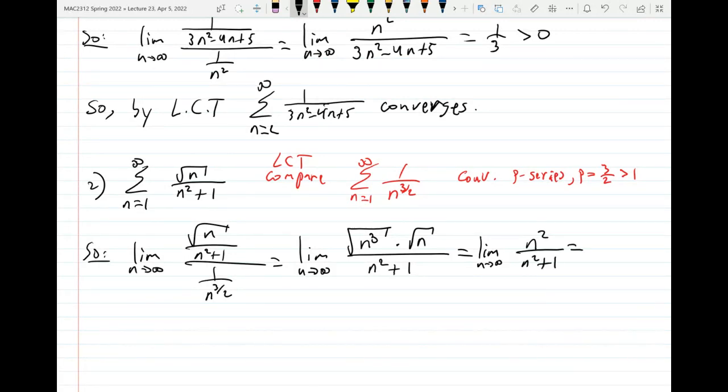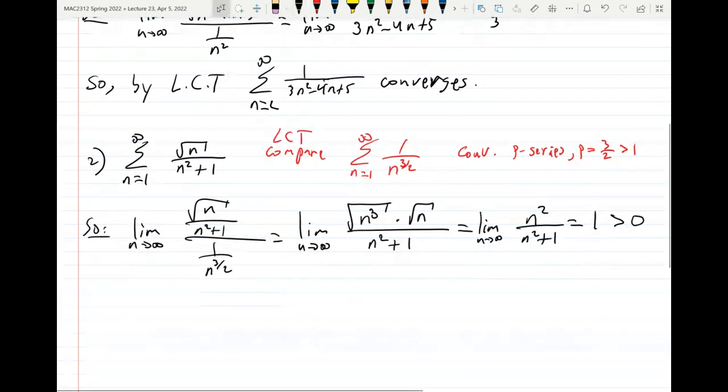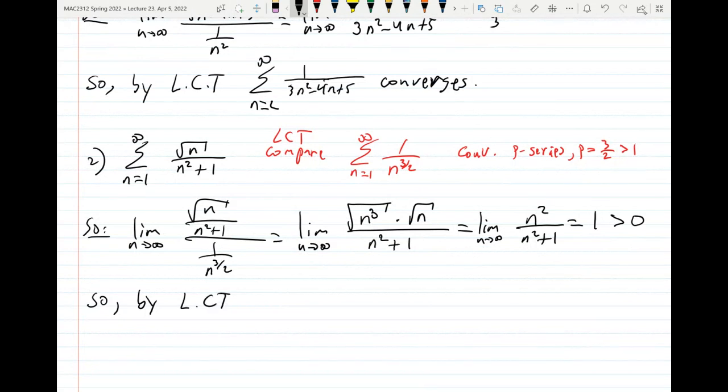And what is the limit? 1. Is equal to 1. Once again, what you care about is that it's positive. Okay? It's a number, it's positive. So again, by limit comparison test, we have that our series converges. Questions? Do you understand this? All right.